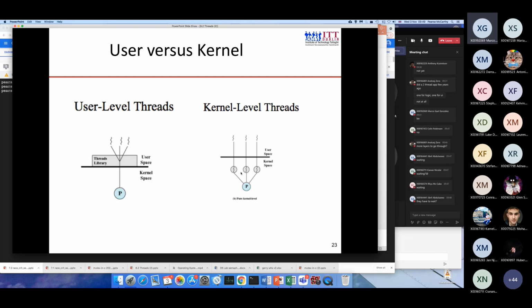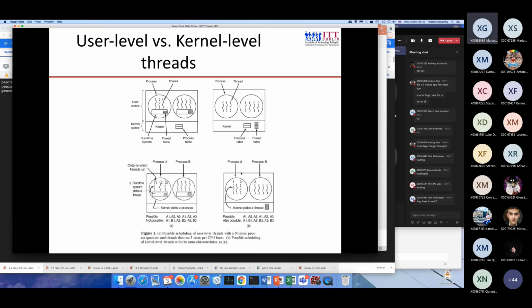There's a diagram on the next page which is very complicated, but hopefully if you understood what I just told you, you'll get it. So on the left hand side of the page, we have user level threads. On the right hand side of the page, we have kernel level threads, okay? So let's take up here for a minute. What is this trying to say?